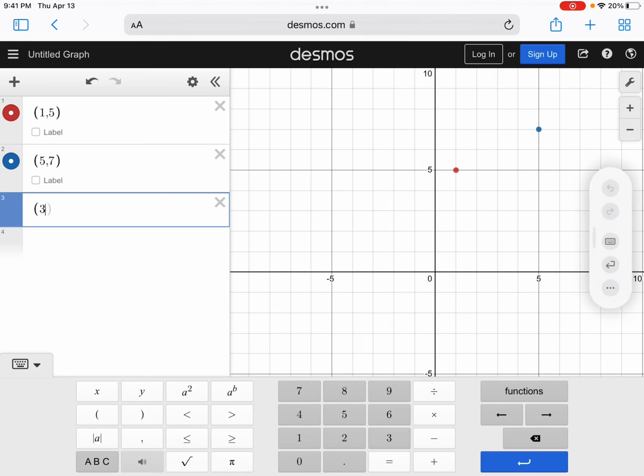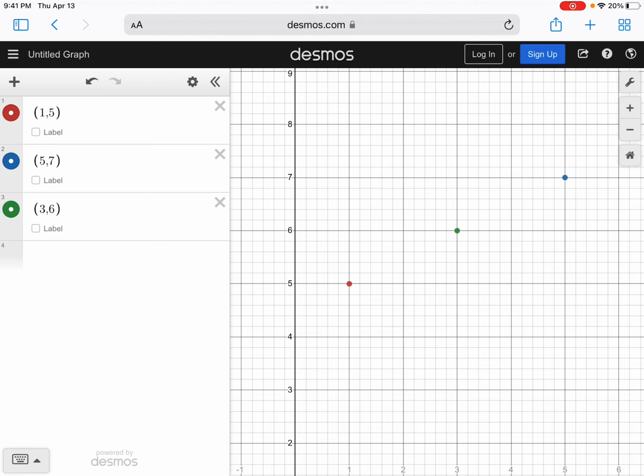Okay, 3, comma 7 plus 5 is 12, divided by 2 is 6. And if you look, that green point looks exactly smack dab in the middle of the red dot and the blue dot. And that's it, guys.